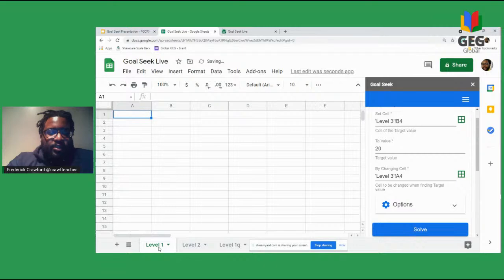Let me make these little changes right here because I didn't realize I was on the wrong tab. All right. Now, we're going to move on to a level 2 problem.